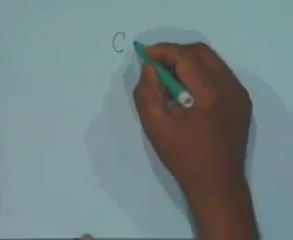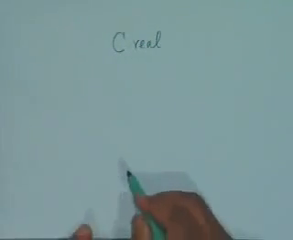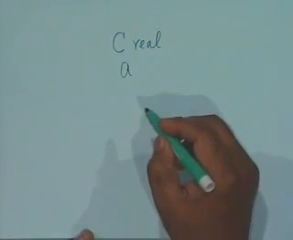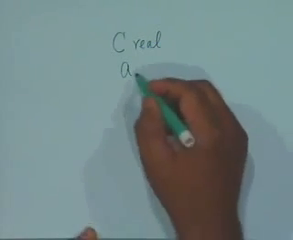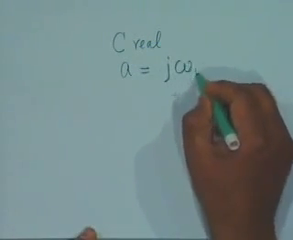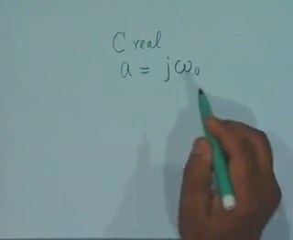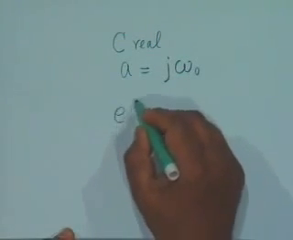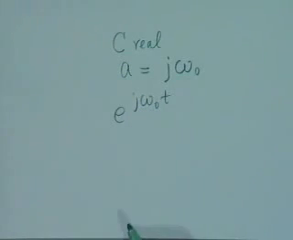It decays exponentially. Now let's consider a little more complicated cases. Namely, let's say C is real and A is purely imaginary. Let's say A is equal to j omega 0. That means a signal, for example, could be e to the power j omega 0 t. This is an exponential signal.